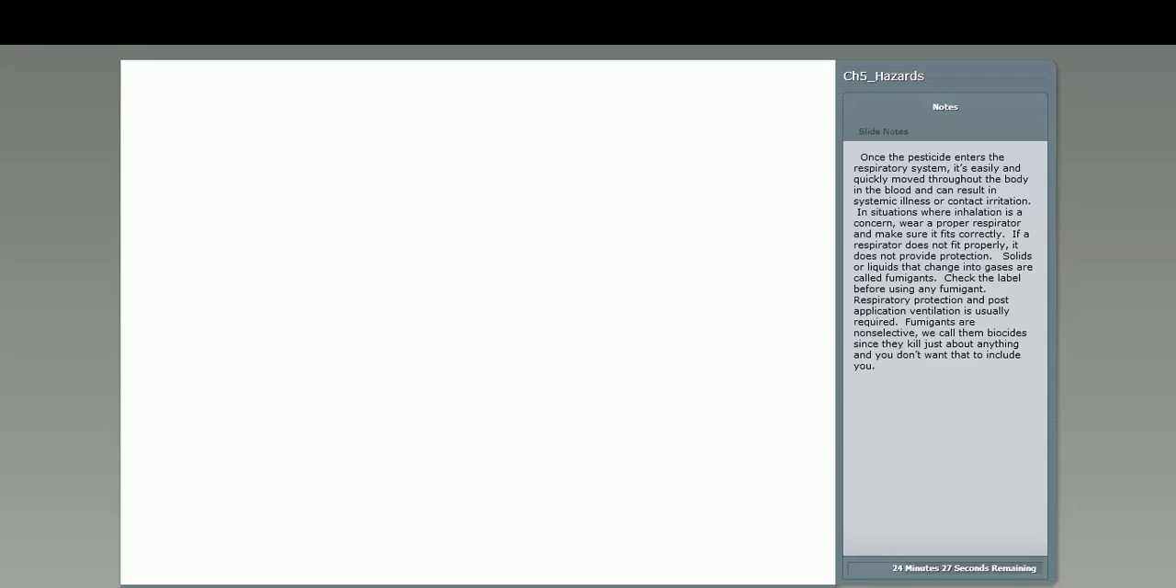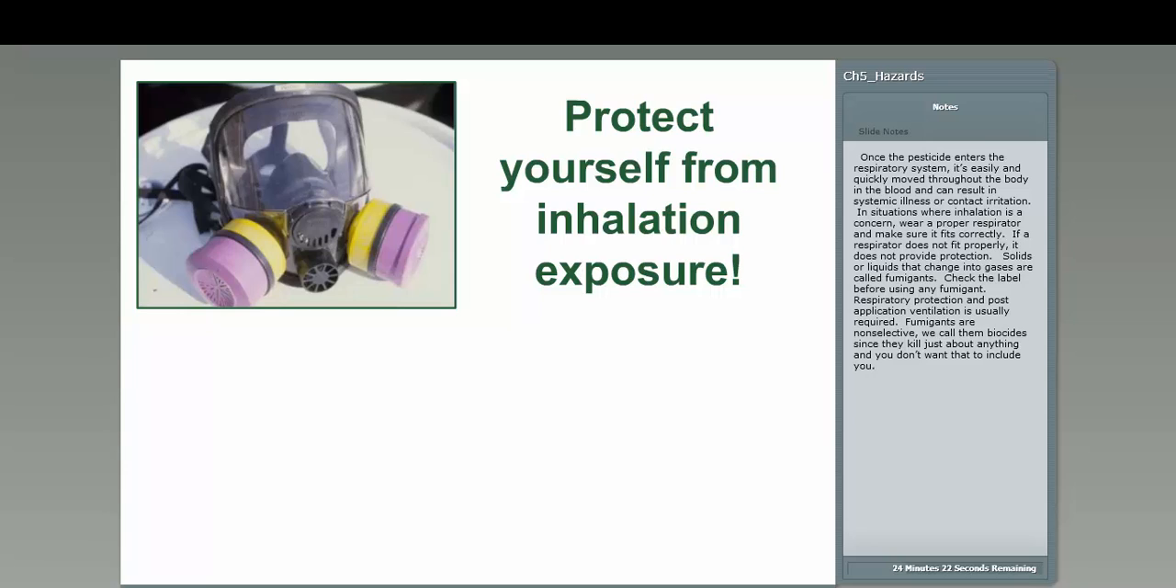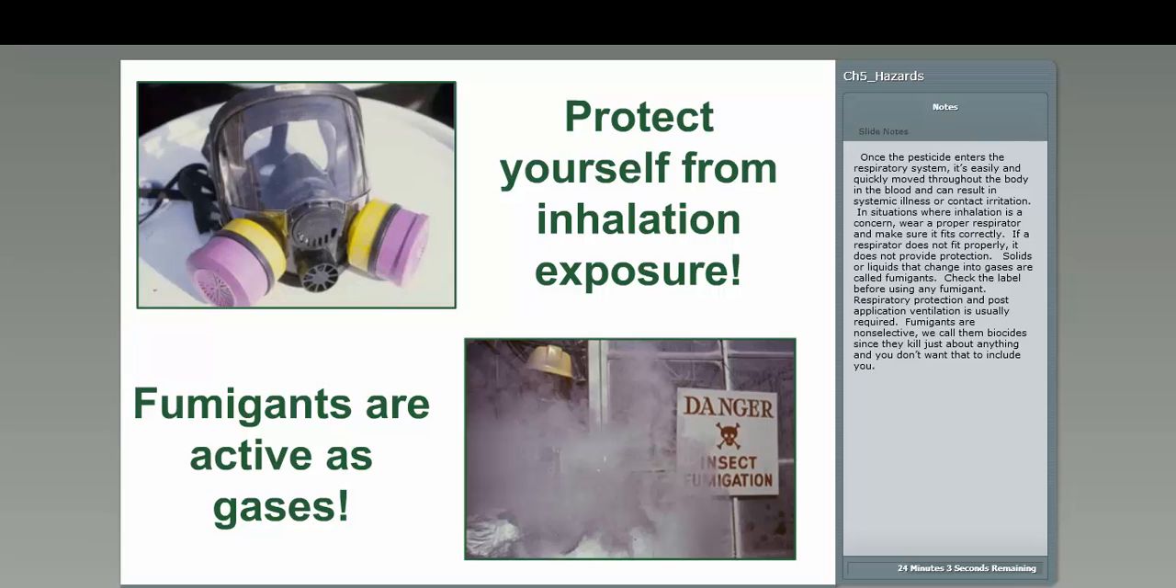Once the pesticide enters the respiratory system, it's easily and quickly moved throughout the body in the blood and can result in systemic illness or contact irritation. In situations where inhalation is a concern, wear a proper respirator and make sure it fits correctly. If a respirator does not fit properly, it does not provide protection. Solids or liquids that change into gases are called fumigants. Check the label before using any fumigant. Respiratory protection and post-application ventilation is usually required. Fumigants are non-selective. We call them biocides since they kill just about anything, and you don't want that to include you.